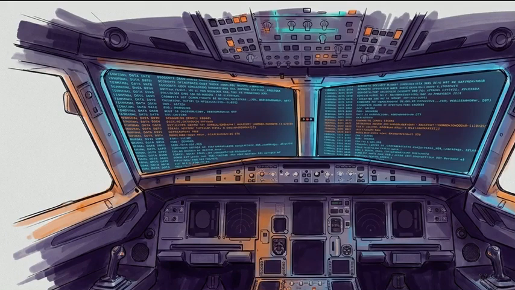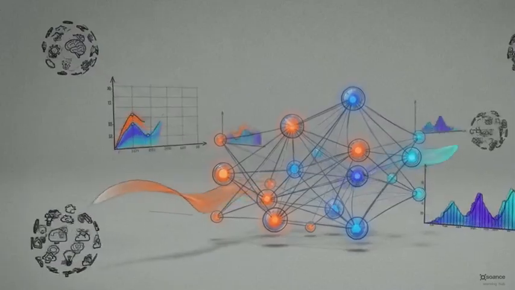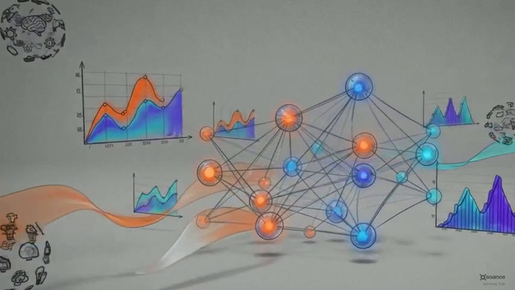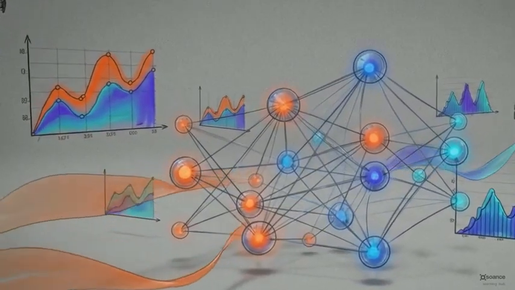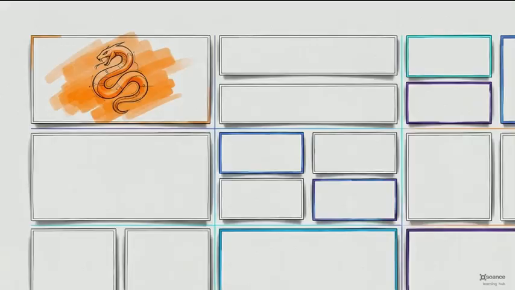Training a neural network without visualization is like flying blind. You can watch terminal text scroll by for hours, but to truly understand what your model is learning, you need a control center to translate those raw numbers into visual insights. In this video, we'll build a comprehensive tracking suite natively in PyTorch.